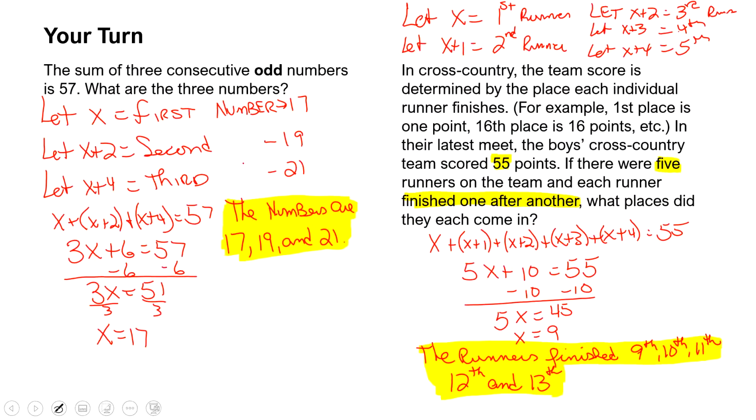Okay, here we go. The first one is 3 consecutive odd numbers. So it was x, this is the first number, x plus 2 was your second number, and then x plus 4 was going to be your third number. Solved that all through, and we found out the numbers were 17, 19, and 21. Okay.